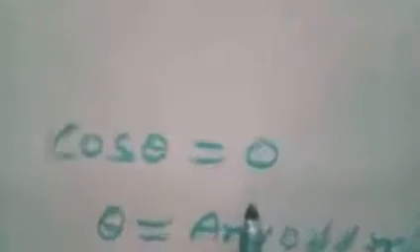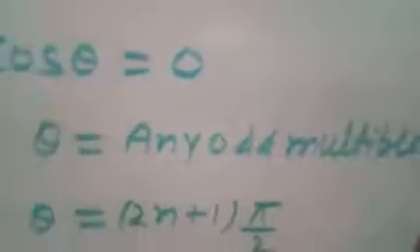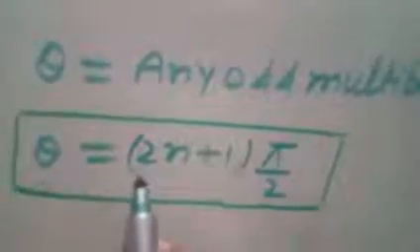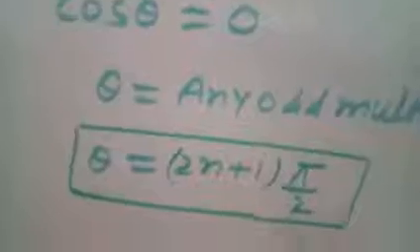Similarly, if cos theta is equal to 0, then we know that cos pi by 2, 3 pi by 2, 5 pi by 2 are 0. So theta is any odd multiple of pi by 2. So here theta becomes (2n plus 1) into pi by 2, where this value of n always gives an odd multiple. Now if tan theta is equal to 0, then theta is again any multiple of pi, so theta is equal to n pi.